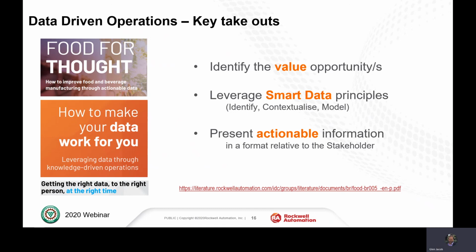Think about what problems you need to solve in your business and what the value of fixing those problems are, and focus on the ones that are going to provide you the most value. Leverage the smart data principles that we touched on in this conversation, and then very importantly, present the data and the information in a form that's relevant to the stakeholders so they can take action to make improvements.